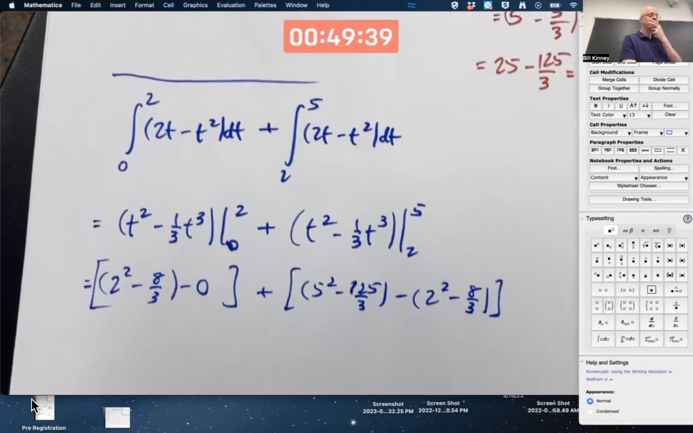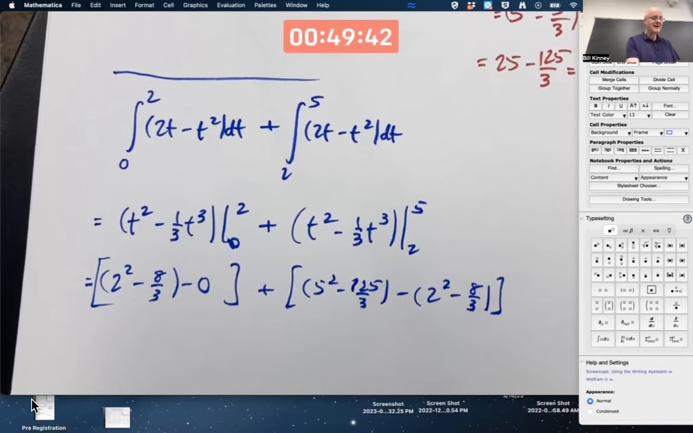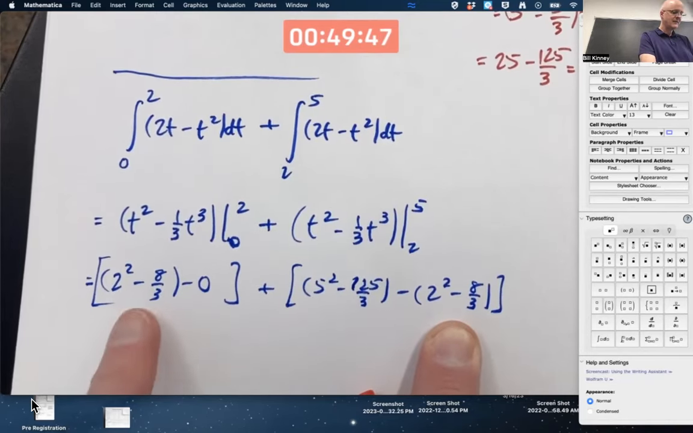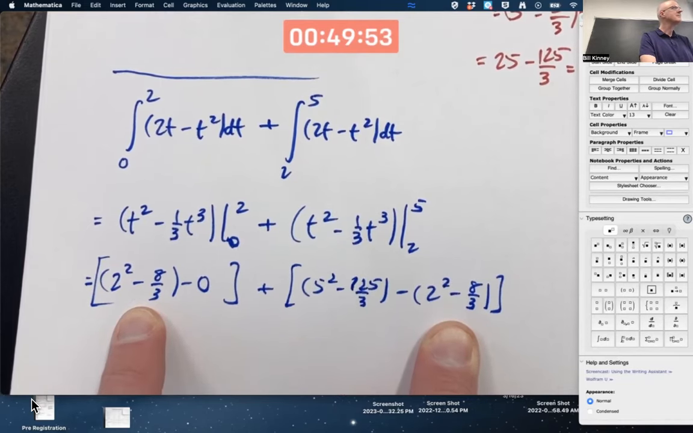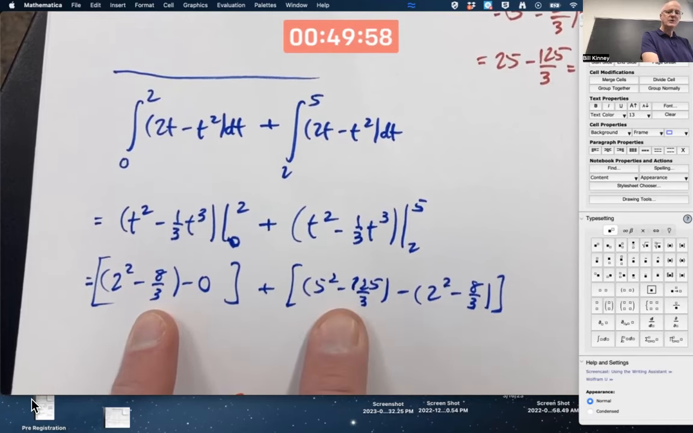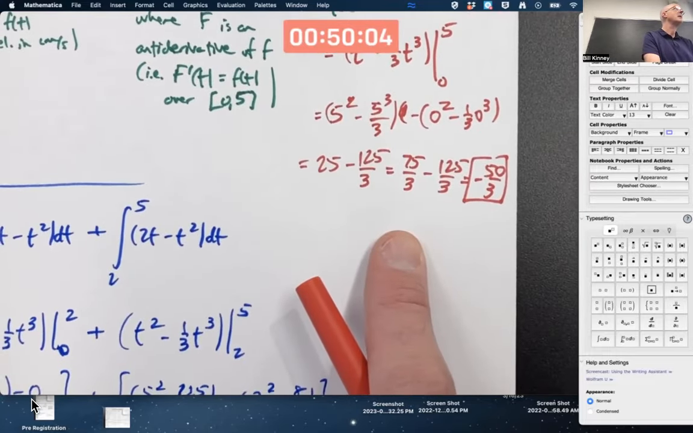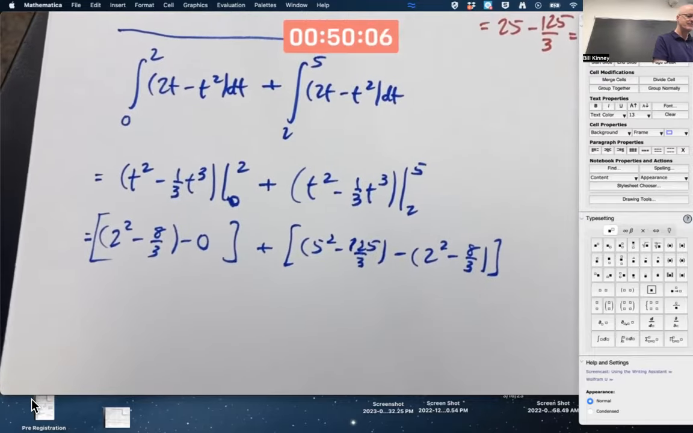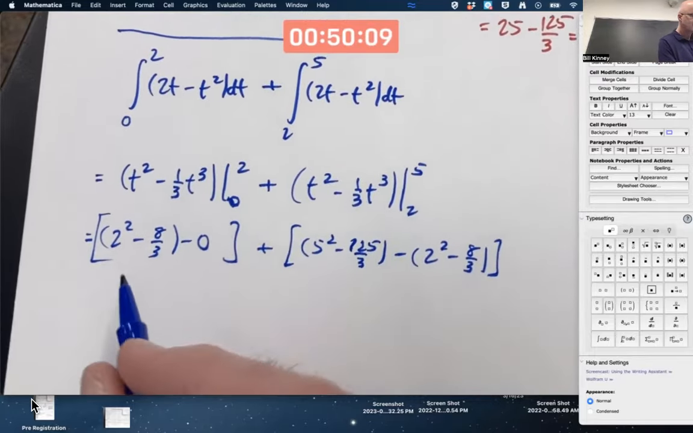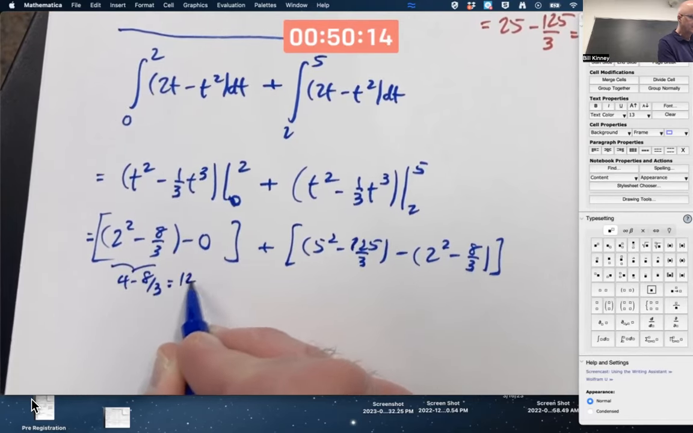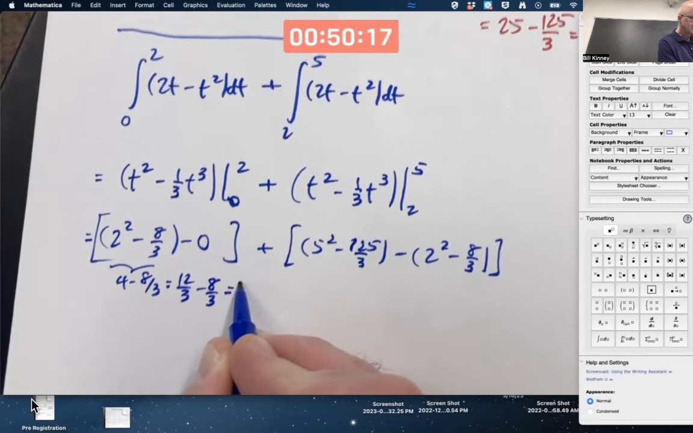Notice that if I wanted to, I could completely cancel these two things where I'm pointing, because they're the same, 2 squared minus 8/3. And there's a 0, so the final answer would be this thing, which would be the exact same thing we got up here. So we will get the exact same final answer. But I'm not going to cancel them. I'm going to figure out what they are. 4 minus 8/3 is 12/3 minus 8/3, which is 4/3.